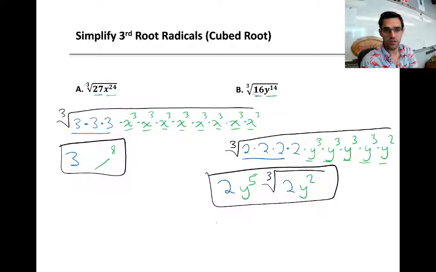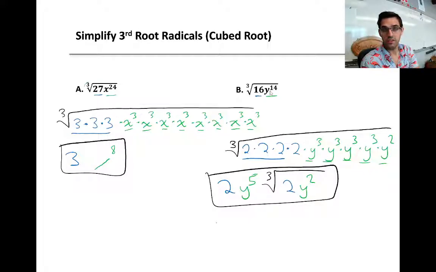For example B, we're doing the third root of 16y to the power of 14. 16, if I factor that down, that's 2 times 2 times 2 times 2. And then we'll have 1 triplet of 2, and we'll have 1 extra 2. The triplet of 2 will become a 2 outside the radical. The lonely 2 will stay inside the radical.